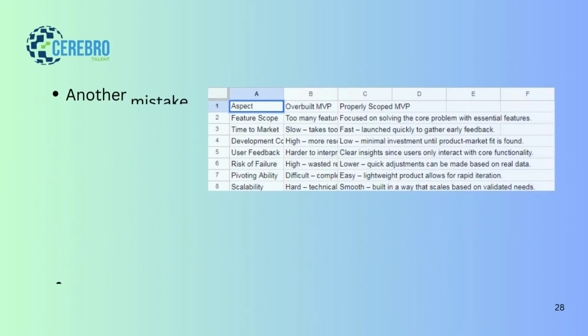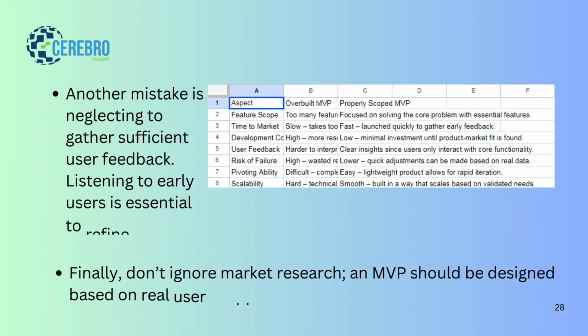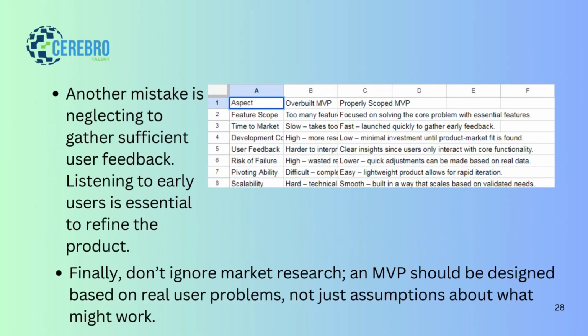Another mistake is neglecting to gather sufficient user feedback. Listening to early users is essential to refine the product. Finally, don't ignore market research. An MVP should be designed based on real user problems, not just assumptions about what might work.